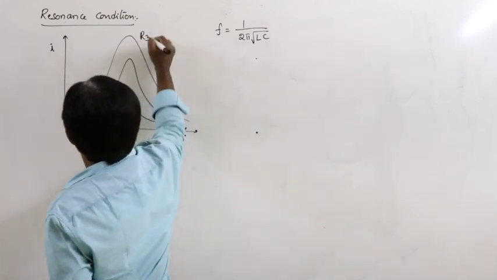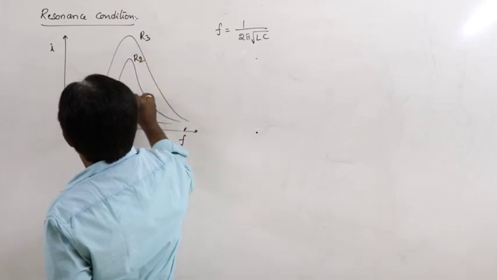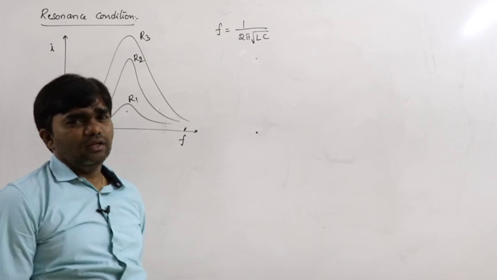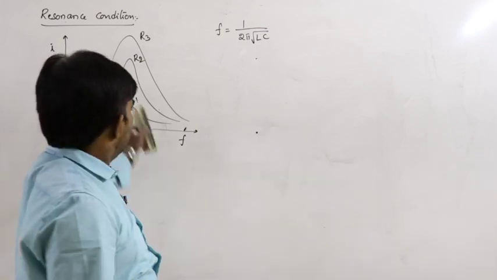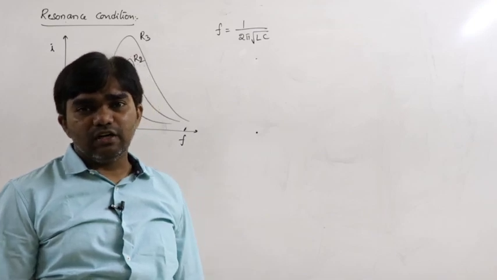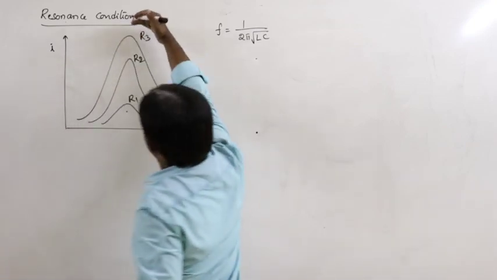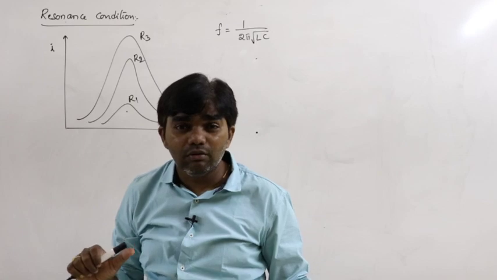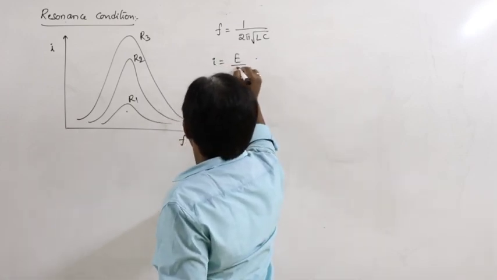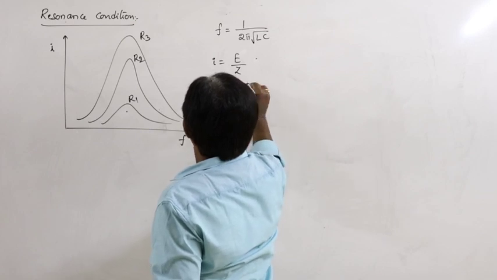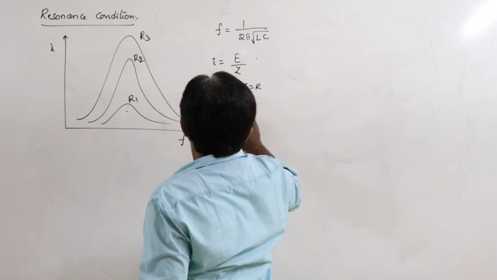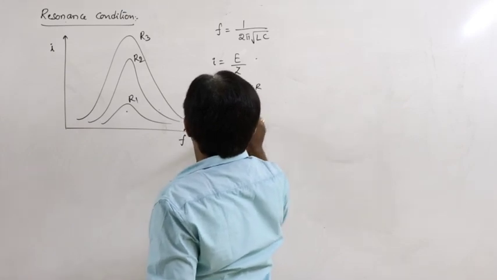Let us say it is R3 and it is R2 and it is R1. Which one is more here? R1 or R2 or R3? If this peak value indicates the sharpness of the current, if the sharpness is more, when the sharpness is more? So generally, in case of resonance condition, I can be written as E by Z, but here Z is equal to R, then I is equal to E by R.